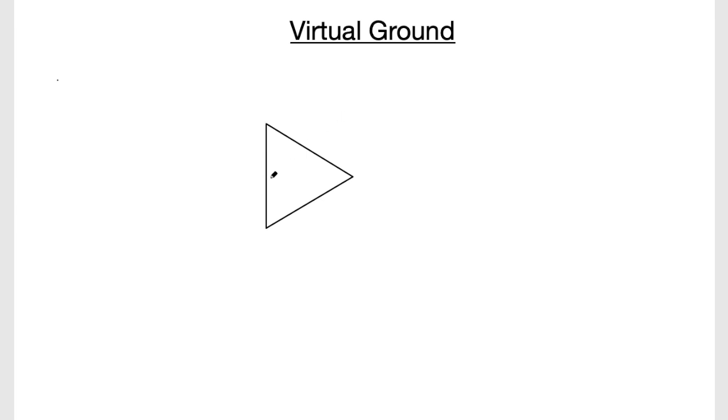Suppose I have an op-amp, and we know that an op-amp has two input terminals. We call this the inverting terminal and this the non-inverting terminal. Let's call the inverting terminal V1 and the non-inverting V2, and this is my output terminal. And of course the op-amp follows a very simple equation: V out is equal to AV times (V2 minus V1).